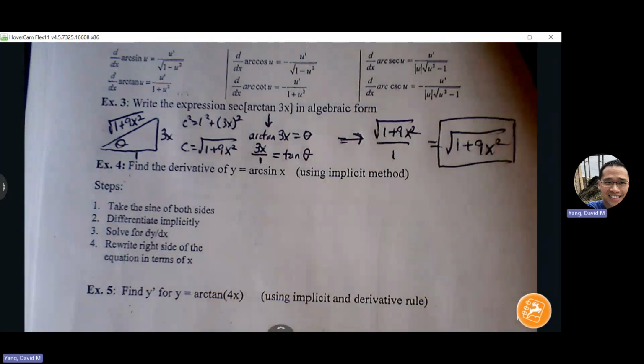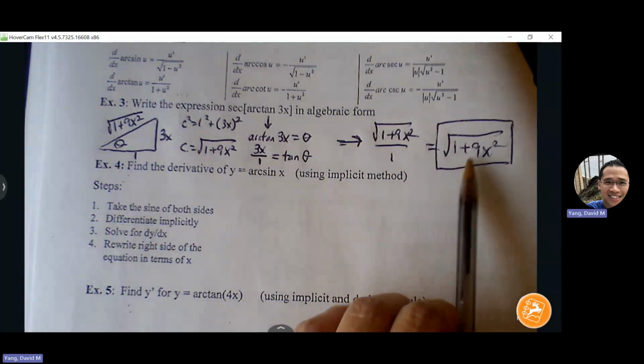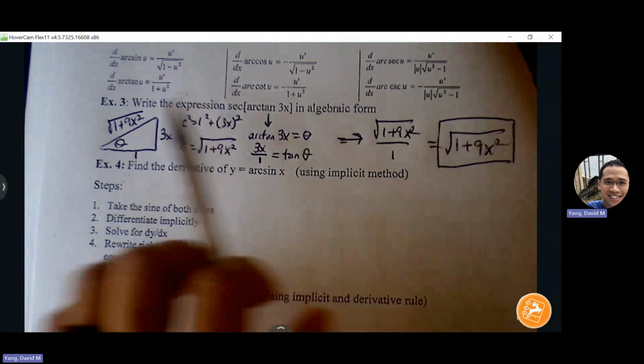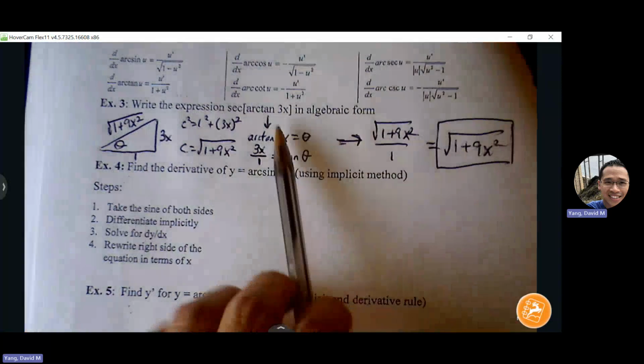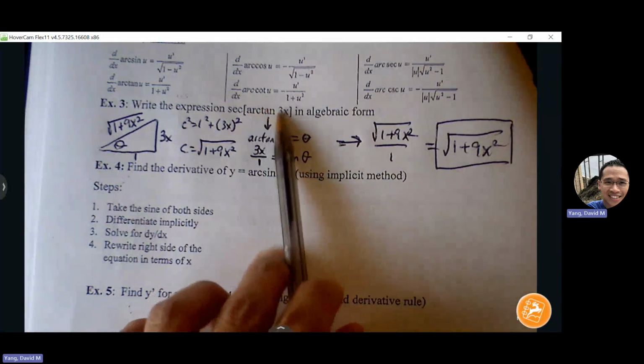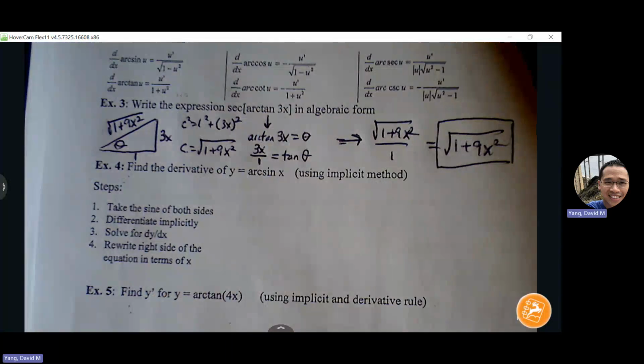The answer, we just have the answer by itself. We don't have to say there's no variables. It's not like theta equals that, or x equals that. This is just tangent. This is just secant of theta. And theta is given, we're given information about theta with that arctangent 3x.